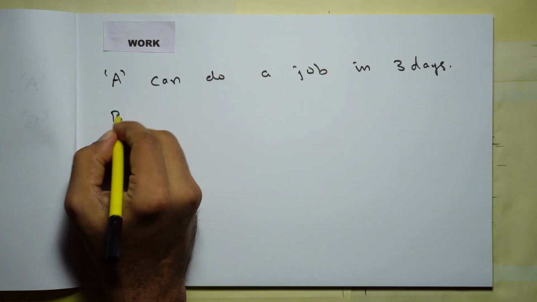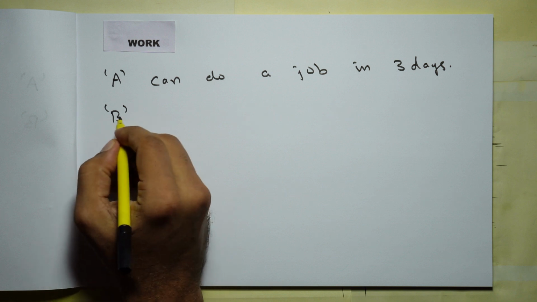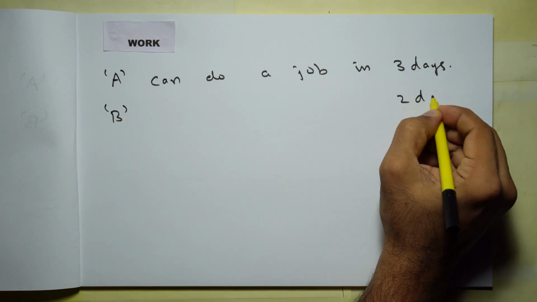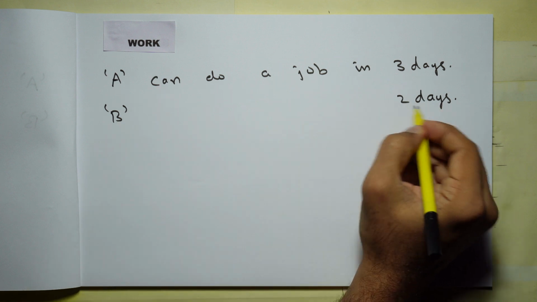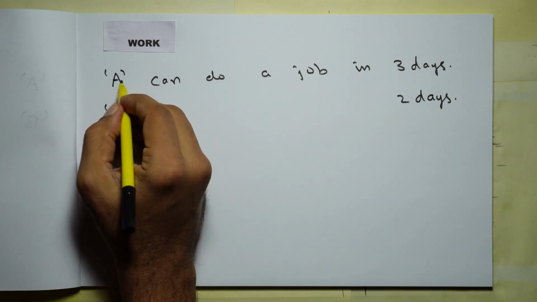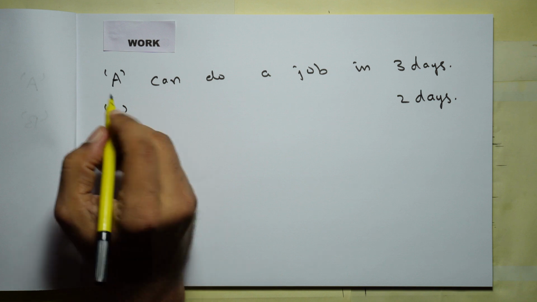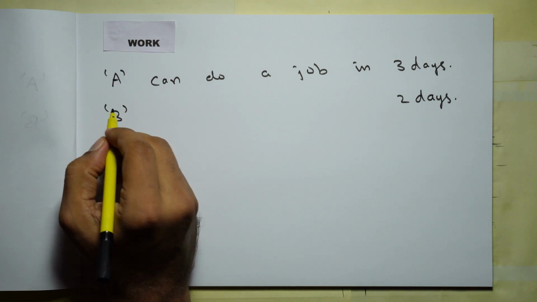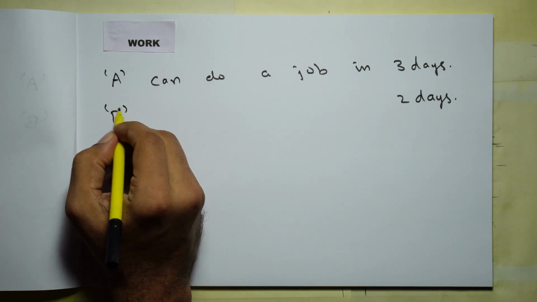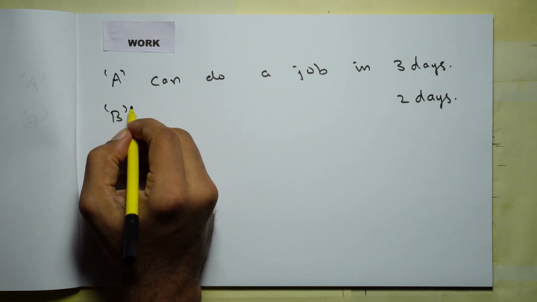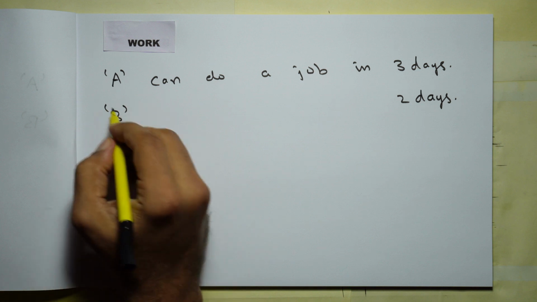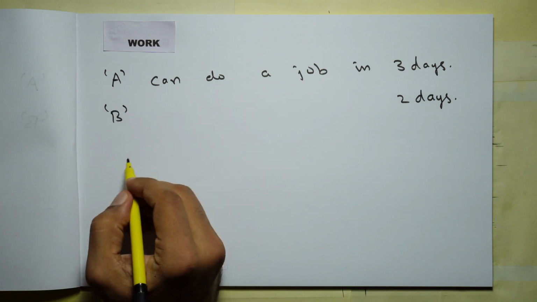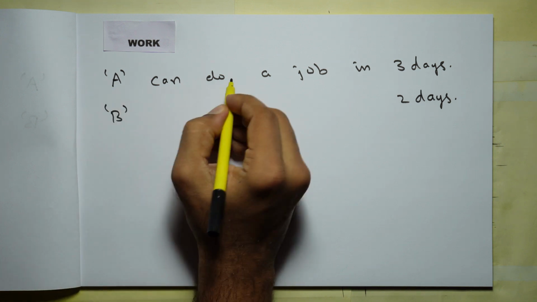Now there's another person called B. B can complete the same job in 2 days. So if B is working alone, he can complete the same job in 2 days. Now assume that A and B are working together. If A and B are working together, then in how many days can they complete the work? So they are working together or jointly, then the number of days required. That is the question. Now before we attempt that question, let us look at this once again.